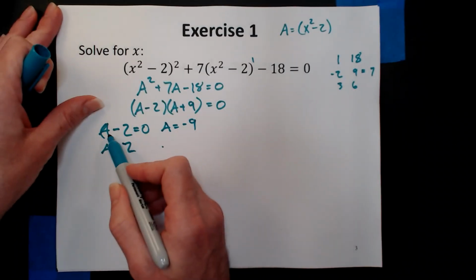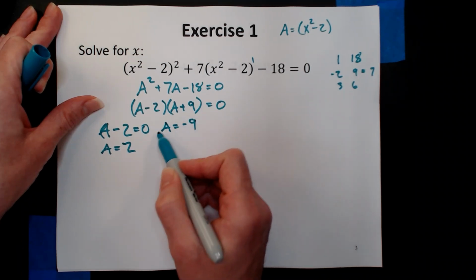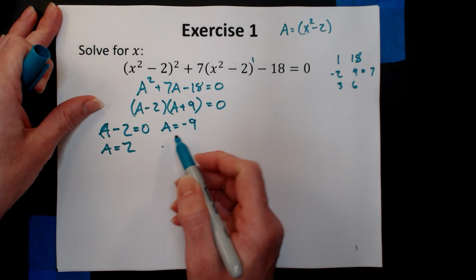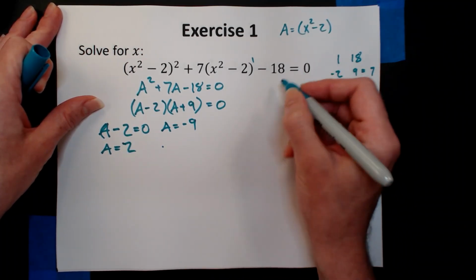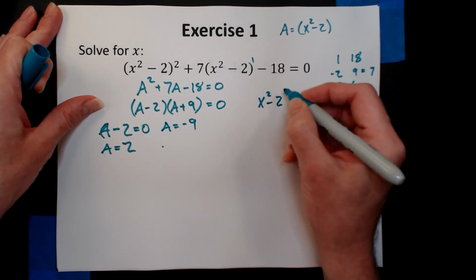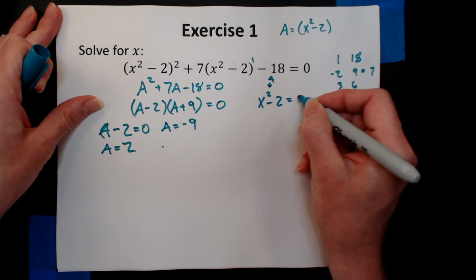Alright, so I actually need to set each factor equal to 0. I kind of skipped the middle part here, or combined my parts. And so I have A equals 2 and A equals negative 9. So that means over here I have x squared, because this is my A, right? Now I'm going to set that equal to 2 first.